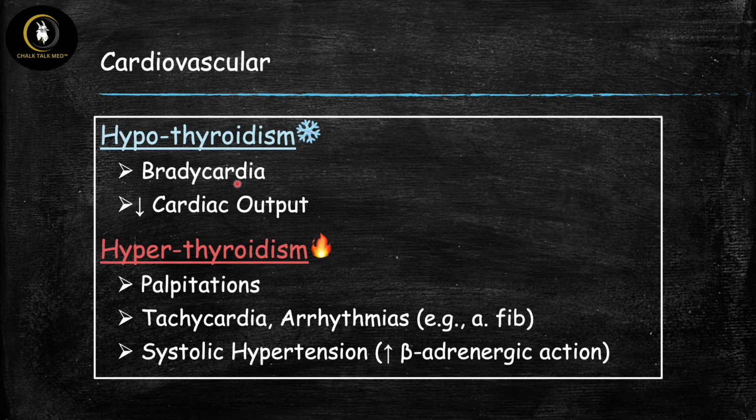So we're going to have bradycardia, or a slowing down of the heart rate, which is going to lead to a decrease in cardiac output. Then, of course, in hyperthyroid, we have the opposite. So everything is revved up again. This is a theme that we're going to see in every system.